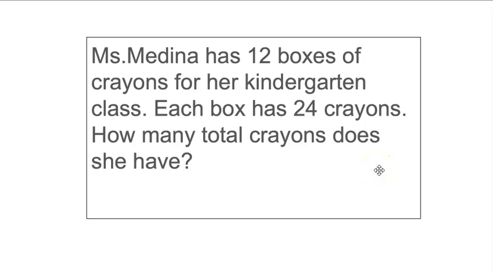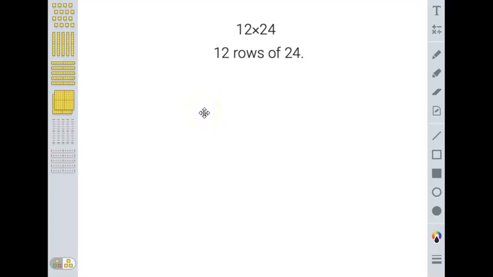Ms. Medina has 12 boxes of crayons for her kindergarten class. Each box has 24 crayons. How many total crayons does she have? We will be solving this problem by using concrete, pictorial, and abstract models, all while applying partial products. We will begin by using concrete models.